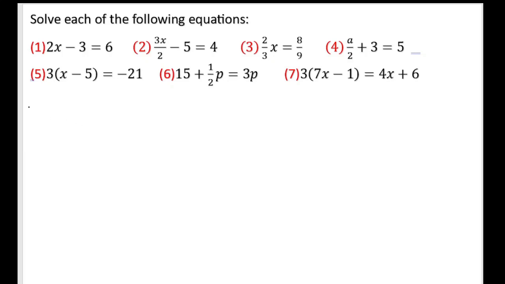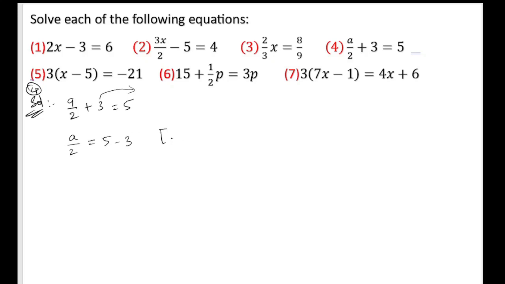Fourth bit. Now let us start the solution for the fourth bit. They have given a by 2 plus 3 is equals to 5. For this, we need to get only the variable, that is a, on the LHS. For that, we need to remove this 3 first. To remove this 3, we need to transpose it to that side. So let us write down a by 2 is equals to 5 minus 3.